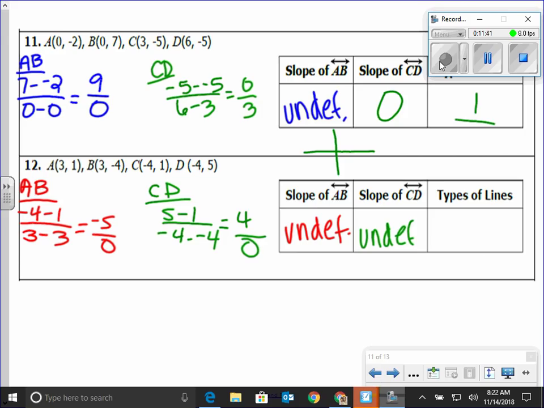They're parallel because they both have undefined slopes. Yes, they both have different numbers in the numerator. Doesn't matter. Those are undefined slopes. Okay? So if you're all good, you can glue this into your spiral.